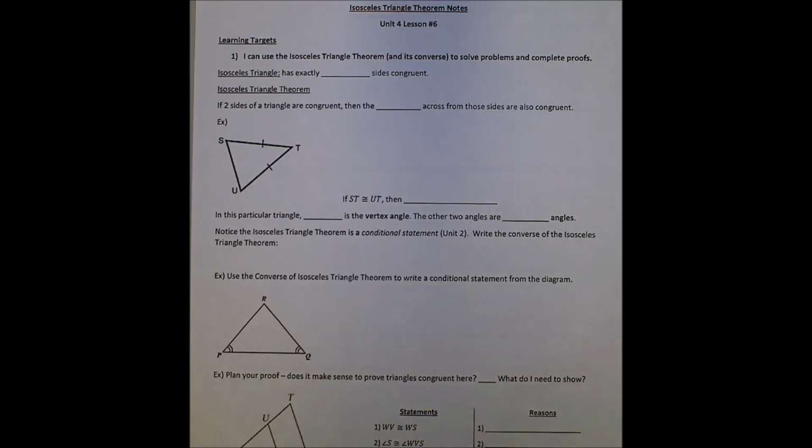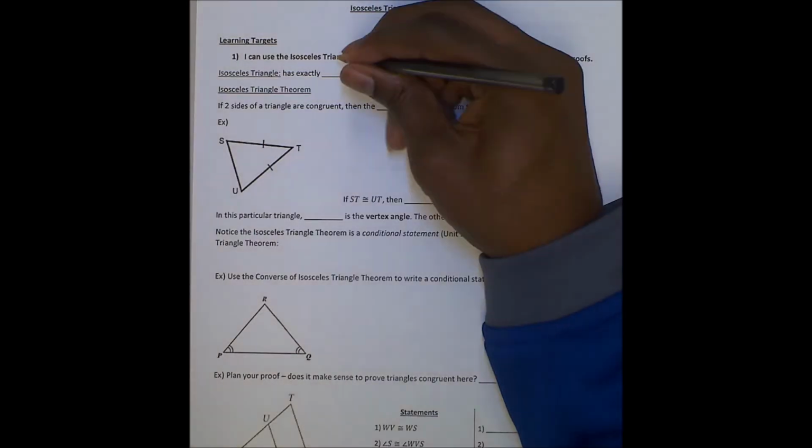Today we're going to talk about the isosceles triangle theorem. At the end of this video, you should be able to use the isosceles triangle theorem and its converse to solve problems and complete proofs. Remember that isosceles triangles have exactly two sides congruent.